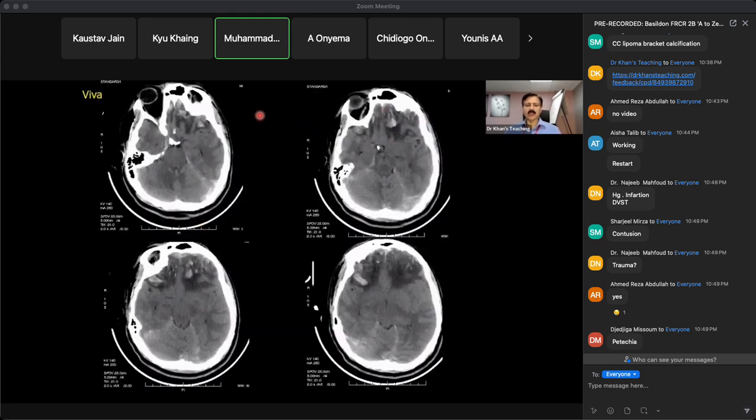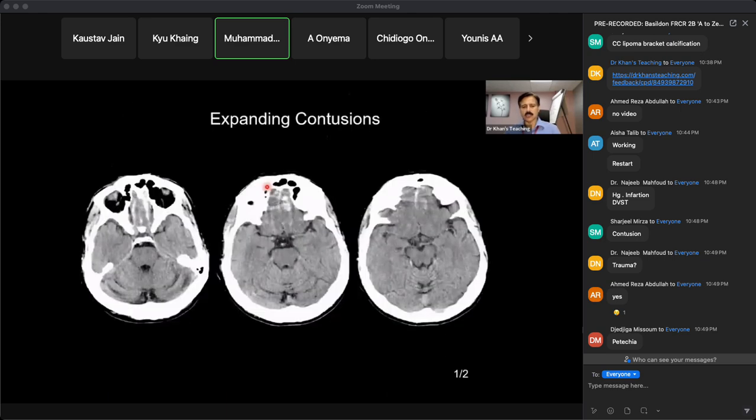So what is happening here in the frontal lobes? Just give me the diagnosis. So there are bilateral frontal lobe contusions. Excellent. So this is the type of contusion where you can imagine that the gyri have hit the base of the skull. Then there is low density, and then there is punctate high density. So this is contusion.